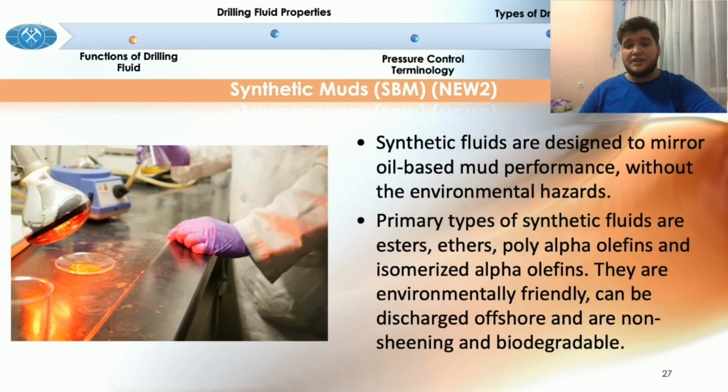Synthetic fluids are designed to mirror oil-based mud performance without the environmental hazards. Primary types of synthetic fluid: esters, ethers, polyalphaolefins, and isomerized alpha olefins.